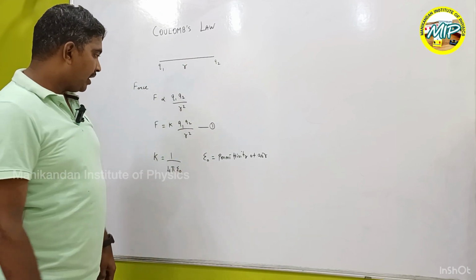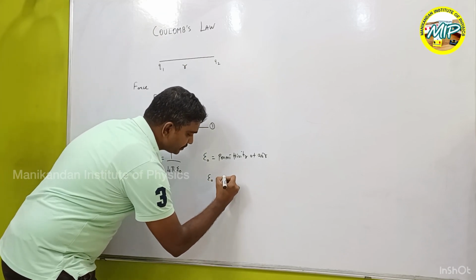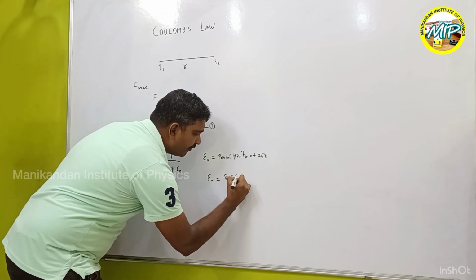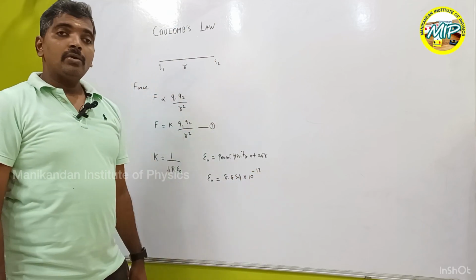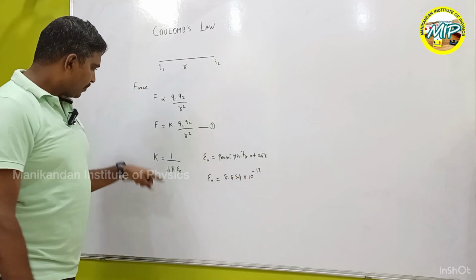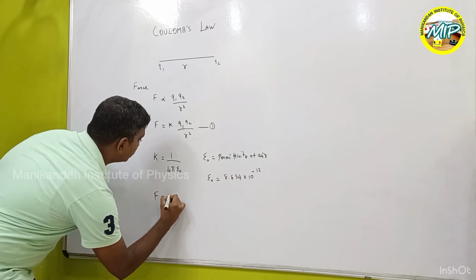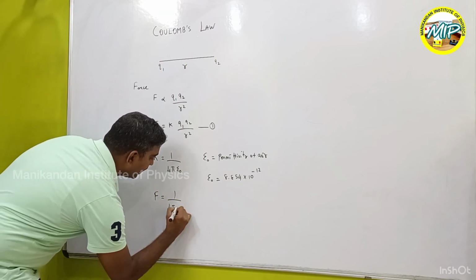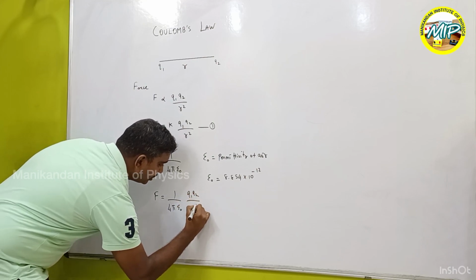So the permittivity of air is a constant value, epsilon naught equals 8.854 times 10 power minus 12. Then how can I write the SI unit? I am going to substitute this k value here. My F will become F equals 1 by 4 pi epsilon naught times q1 q2 by r square.